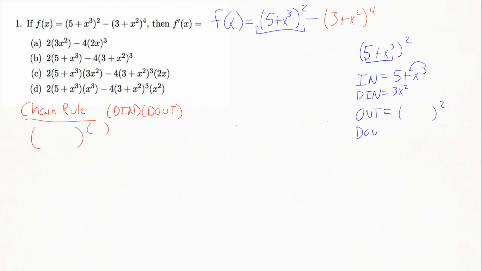On the d out, this is really just a big power rule. I'm bringing that 2 down in front. I would leave all the stuff alone on the inside and then subtract 1 from the power. So that'll be that chunk.